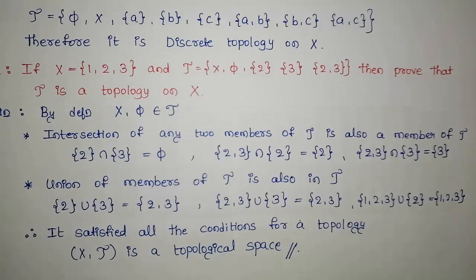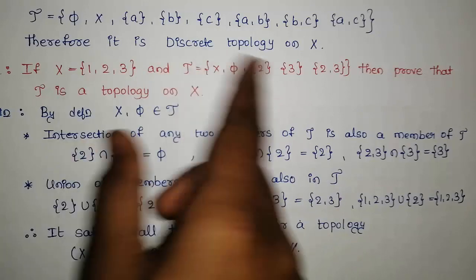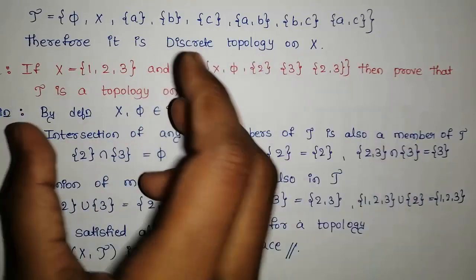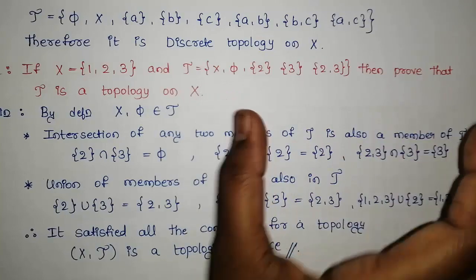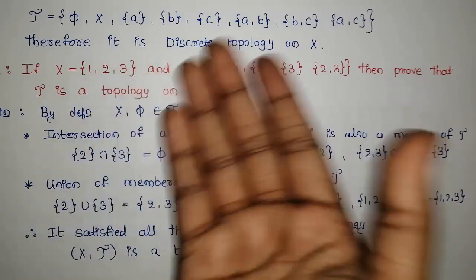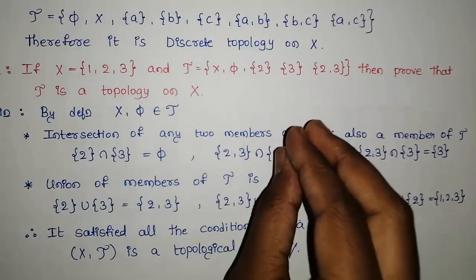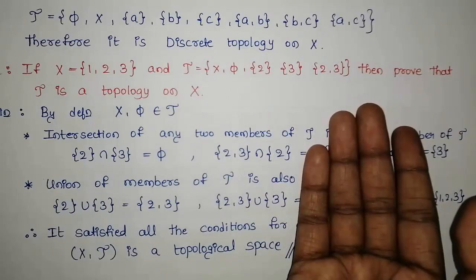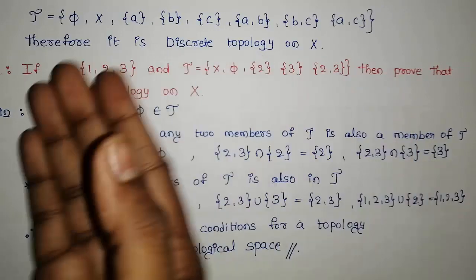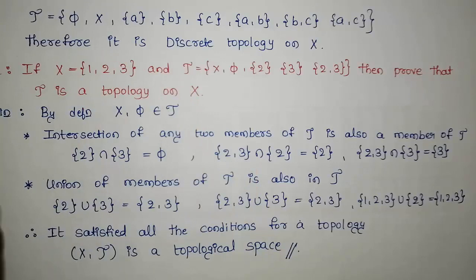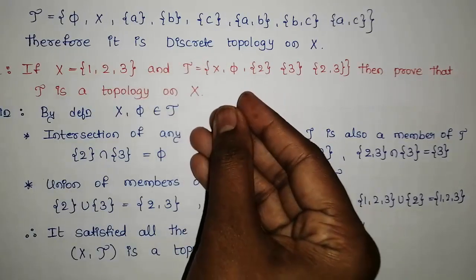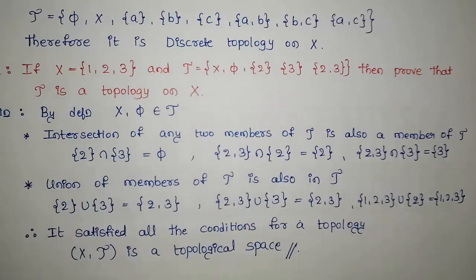Here, one thing we have to remember, that not every collection of subsets of X is a topology on X. So, a given set may have many different topologies. So, different topologies make different topological spaces. Like {2, 3}, sometimes we can consider {1, 2}, sometimes {1, 3}. So in this way we can find out different topologies. When we find different topologies, the topological spaces change.